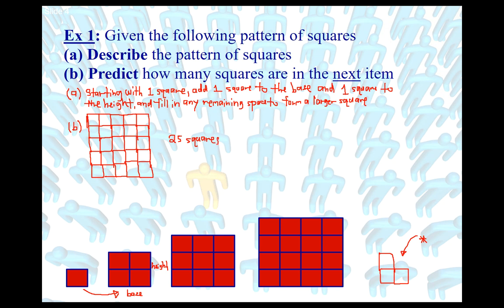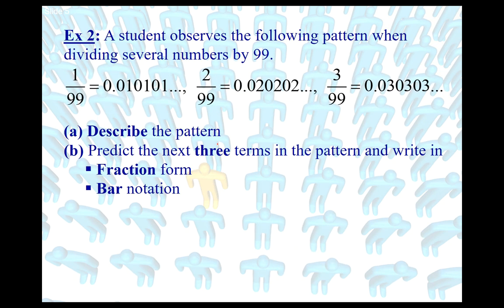Okay, so a little bit tougher compared to example 0, as I called it. Okay, example 2, student observes the following pattern dividing several numbers by 99. So we have 1 over 99 is 0.010101 dot dot dot. It's a repeating decimal number. 2 over 99 is 0.020202 dot dot dot. 3 over 99 is 0.030303 dot dot dot. Okay, so first things first, describe the pattern.